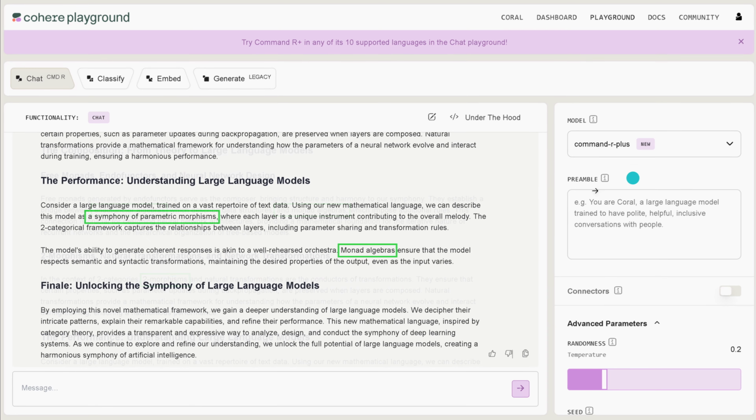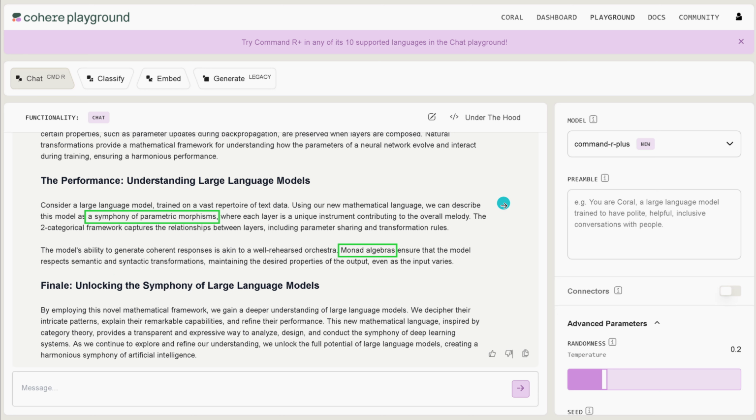Okay, so let's go here to the final performance, understanding here the large language model. A vast repertoire of text data has been pre-trained, fine-tuned, and now our new mathematical language describes this as a symphony of parametric morphisms, where each layer is a unique instrument contributing to the overall melody. The two categorical framework captures the relationship between the layers, including here, of course, parameter sharing. And the model's ability to generate coherent responses is akin to a well-rehearsed orchestra, where our monad algebras ensure that the model respects here the semantic and syntactic transformations.